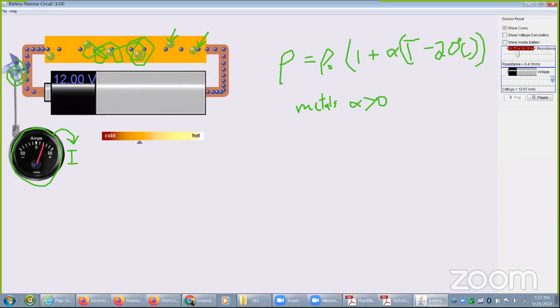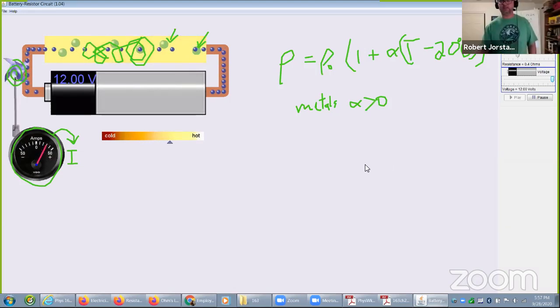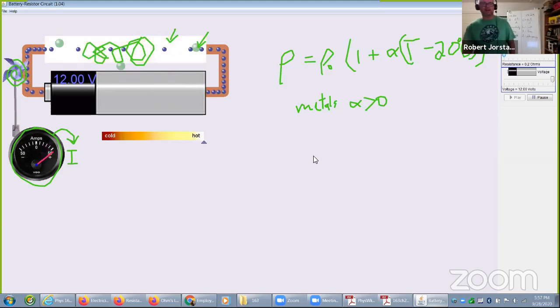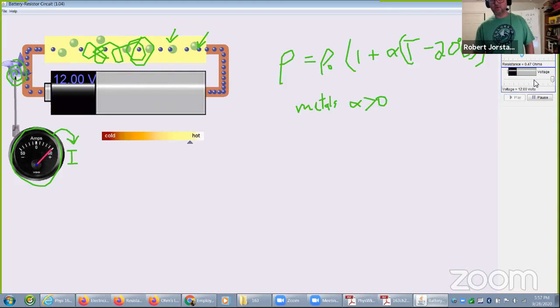If we crank this all the way up, let's make this white hot. Let's make this resistance even smaller. So there we go. You can see that, oh my gosh, this wire is about to melt. All right, so let's calm this down. And this is a good point to bring up something else.